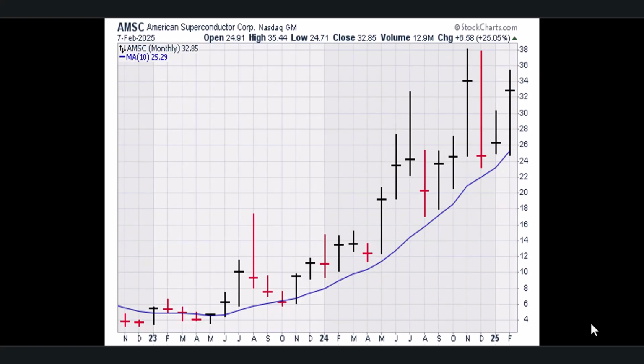According to Prime Trade Select rules, a stock is in a bull trend on a monthly basis if the stock price is above the 10-period or 10-month simple moving average. The monthly chart shows that AMSC is above the moving average line, so the monthly trend in AMSC is up.